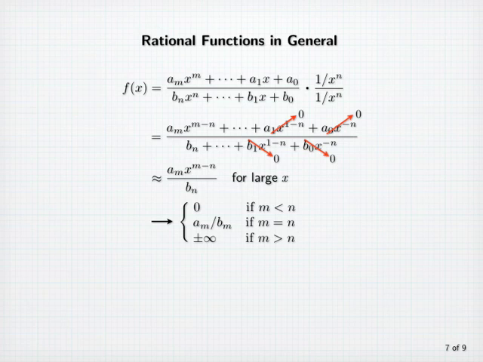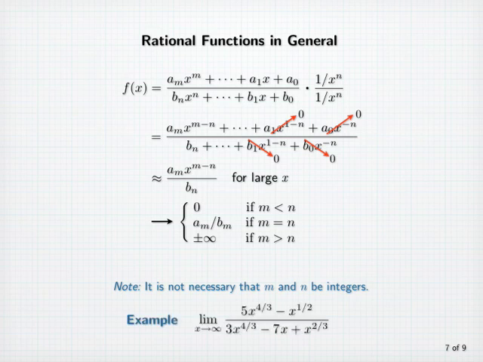Now let's note that it's not necessary that m and n be integers here. For example, the limit as x goes to infinity of 5x to the 4/3 power minus x to the 1/2 power over 3x to the 4/3 power minus 7x plus x to the 2/3 power will equal 5/3. That is, the ratio of the coefficients of the highest powers in the numerator and denominator, since those powers are the same.